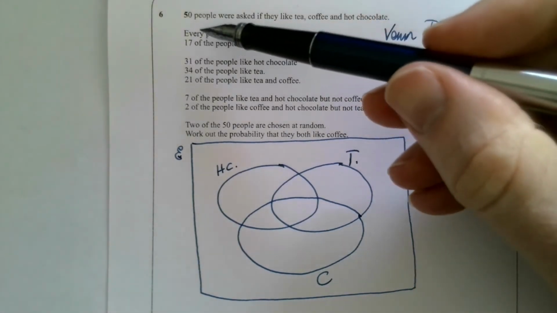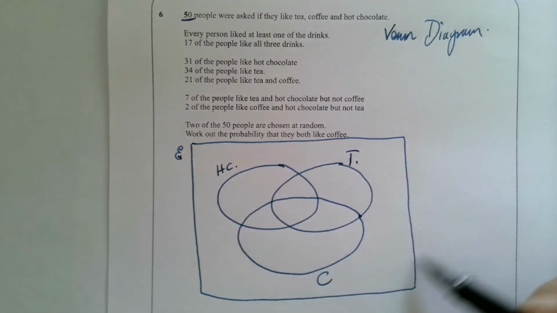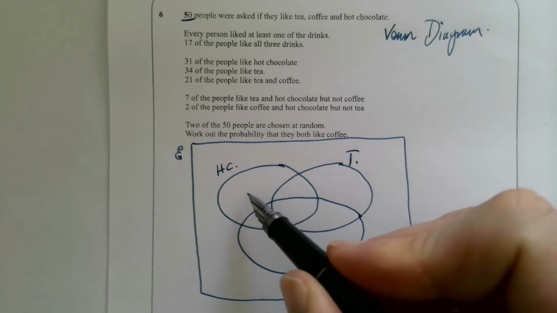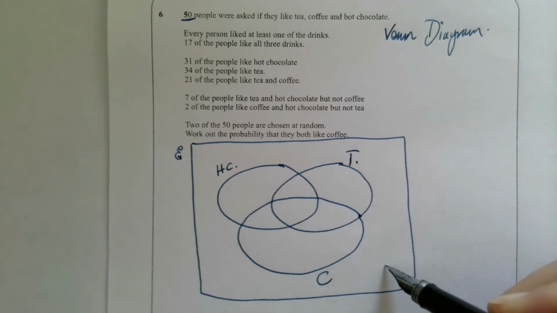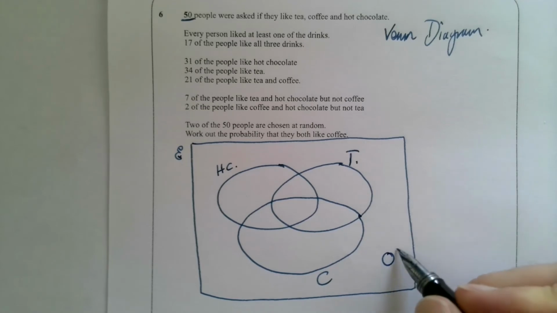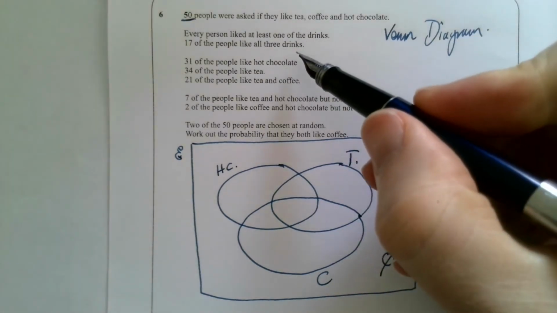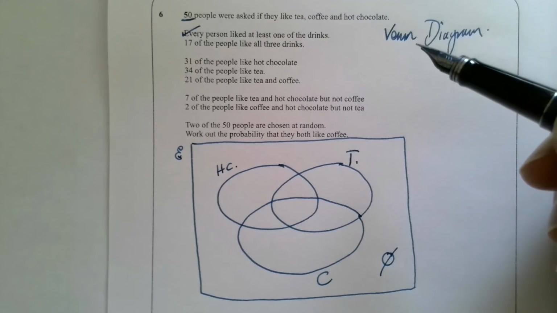And we know that there's 50 people going in that. So all the numbers in here must add up to 50. So we're going to have a number for people who don't like anything, but it says every person liked at least one of the drinks, which means we can put a 0, and you normally put a line through that to show it's an empty set. So numbers are going in the rest of it. So we've dealt with that part of the question.